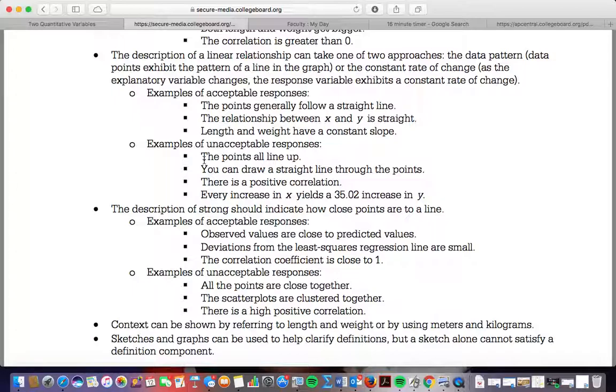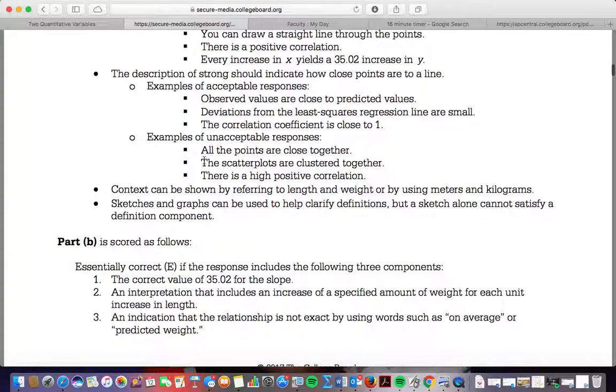Okay? All right, let's go to strong. Strong, acceptable: observed values are close to predicted values. Deviations from the LSRL are small. The correlation coefficient is close to 1. Those are acceptable. Or the one that I gave earlier. Unacceptable: all the points are close together. Some of you may have said that. Okay? We need something a little more specific than that. The scatter plots are clustered together, and there's a high positive correlation. We just need something that is more specific than that.